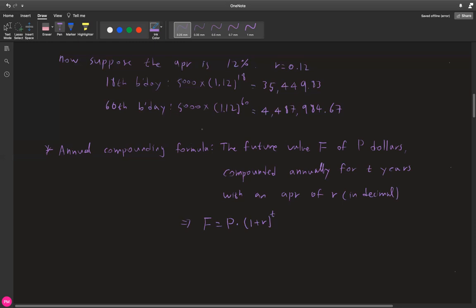So as we can see from this example, on the 60th birthday, the initial deposited amount of $5,000 is the P. And here it was 12% APR, so after you add 1, it becomes 1.12. And the time T is obviously, in this case, on your 60th birthday, going to be 60 years. Hence, this is how you calculate the annual compounding formula.